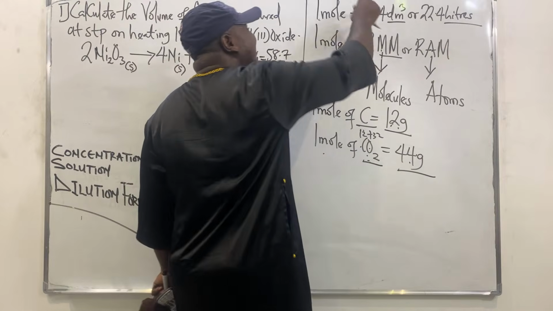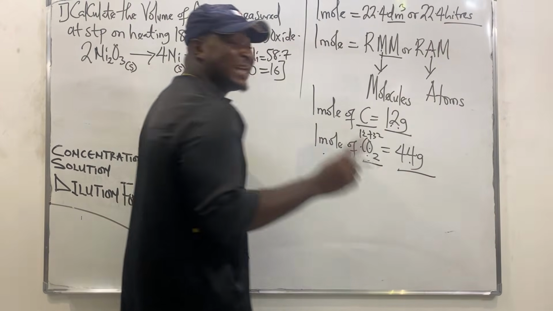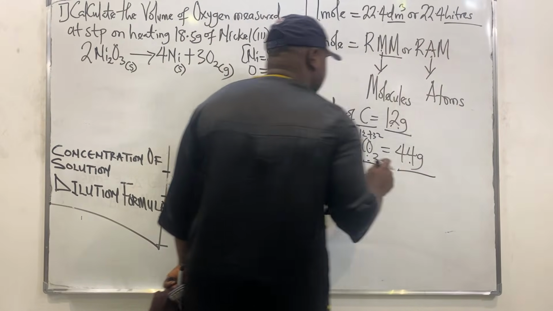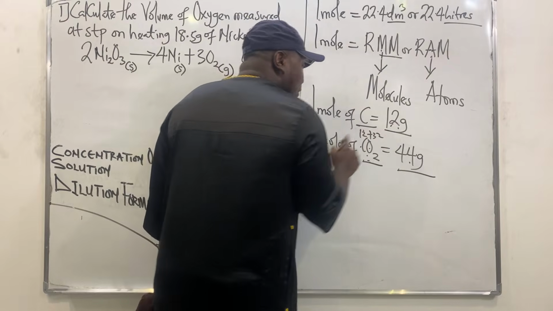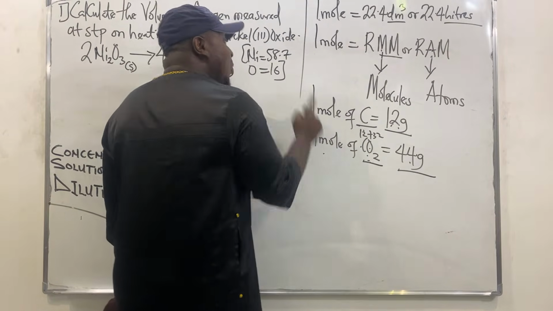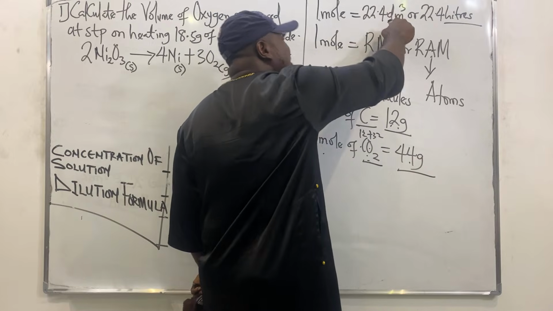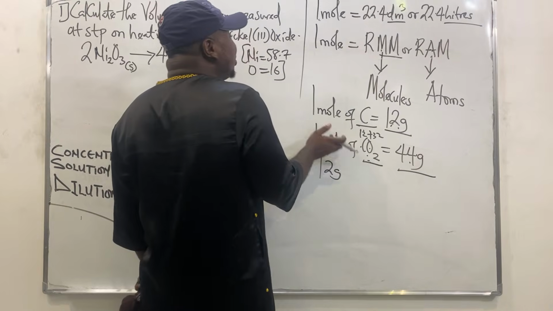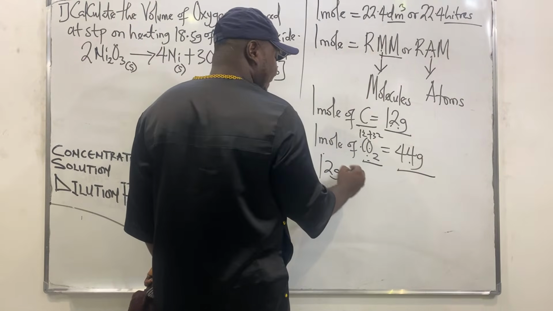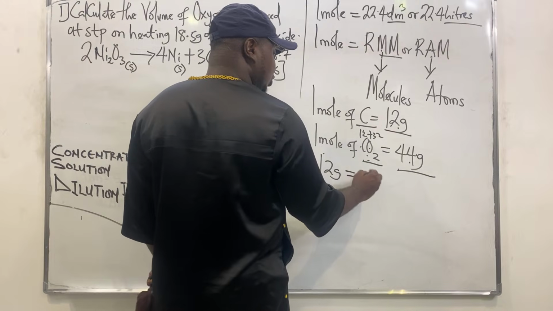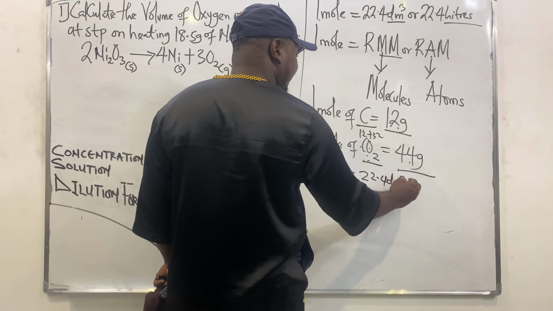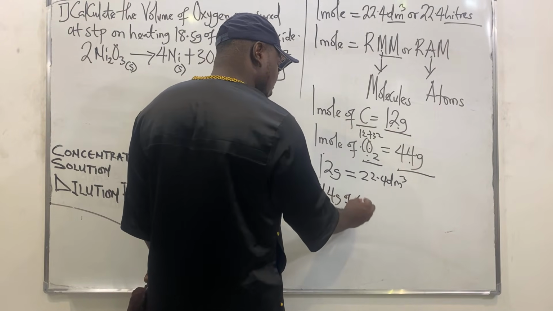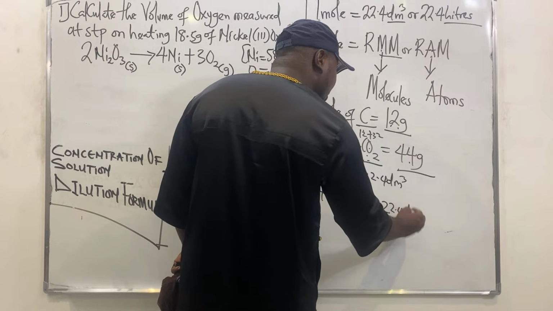So 1 mole of any substance contains 22.4 dm cube or 22.4 liters at STP. And 1 mole of any substance is still equal to relative molecular mass or relative atomic mass. Meaning that 1 mole of carbon is 12 grams, 1 mole of CO2 is 44 grams. But 1 mole of carbon is also equal to 22.4 dm cube at STP. This has nothing to do with the question, I'm just teaching you something. 12 grams of carbon is equivalent to 22.4 dm cube, and 44 grams of CO2 is still equal to 22.4 dm cube of CO2.